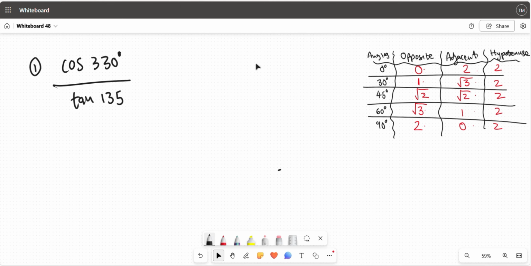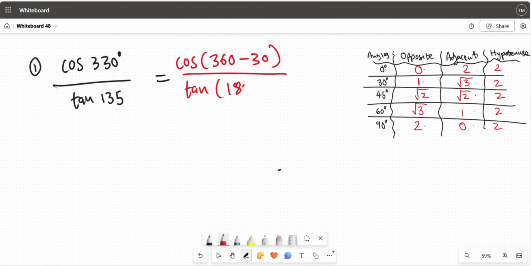The question asks us to simplify this without using a calculator. So we're going to use our reduction rules, and we're going to reduce those guys so that we can get them to look like these special angles. And once they look like these special angles, we can substitute the ratios of the special angles. So how do I reduce 330? I will reduce that with 360 minus 30. How do I reduce 135? I'm going to reduce that with 180 minus 45.